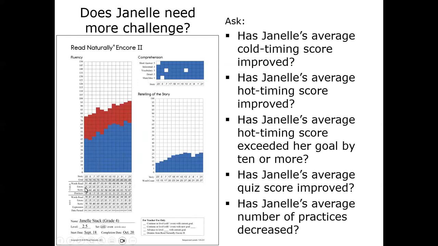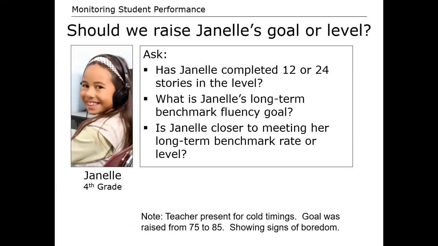If you look at these numbers down here, you can see her errors started out at 5, 2, and 0. Now her errors are at 1, 2, and 2. So her errors on the cold timing are going down. Her errors on the hot timing are going down. So she's making progress all over the place. You don't even really need to do the math on this. Just know, well, yep, clearly she needs more of a challenge.